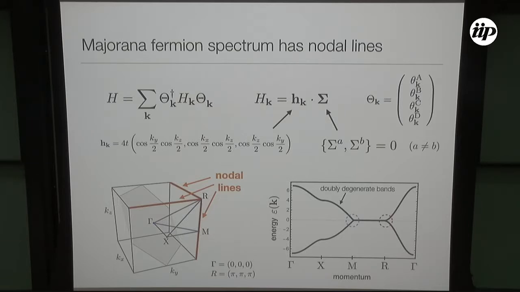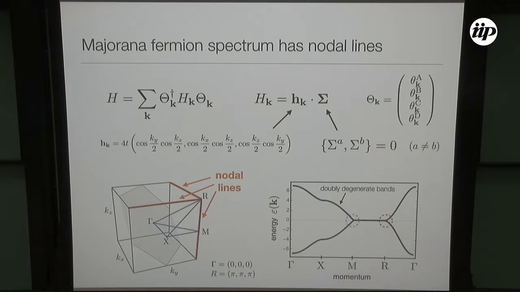And when you do this mean field theory, then we can calculate the spectrum. We get some mean field Hamiltonians for the Majorana fermions that look like this in momentum space. You can write this in terms of some matrix HK. And the interesting thing here is that you can write this HK in terms of 4x4 matrices that anti-commute. And these are functions of the momentum in the Brillouin zone.